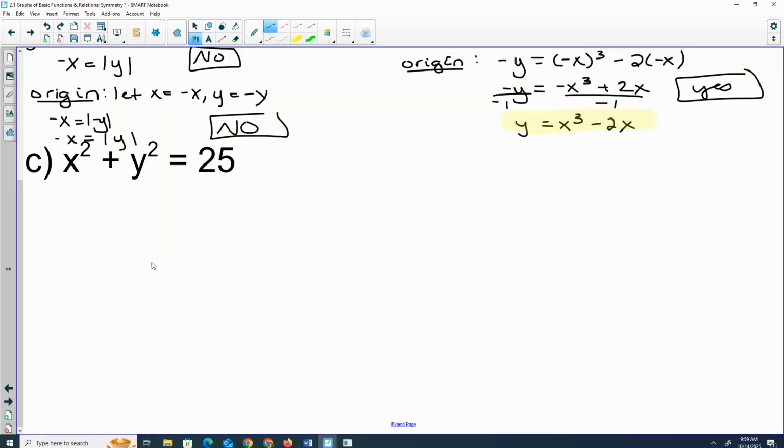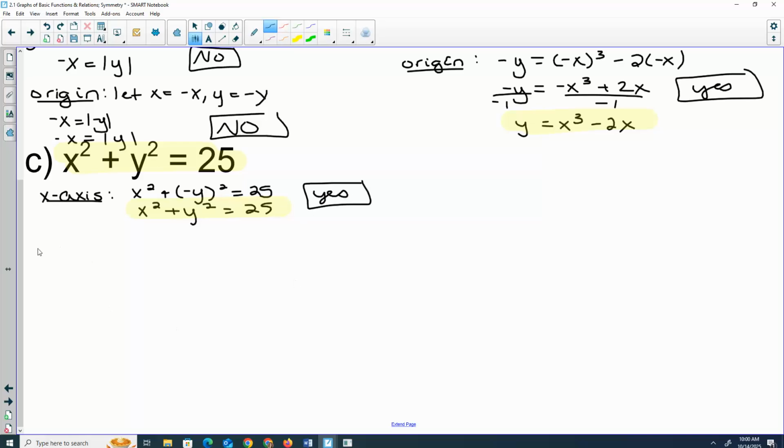Let's try one more. Do you guys understand how we are getting these? So how do we check x-axis? What happens if you square a negative? Is that what we started with? Yes. So this one is symmetric to the x. How do we check the y?